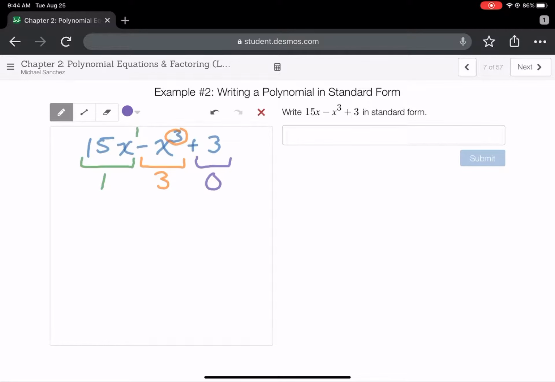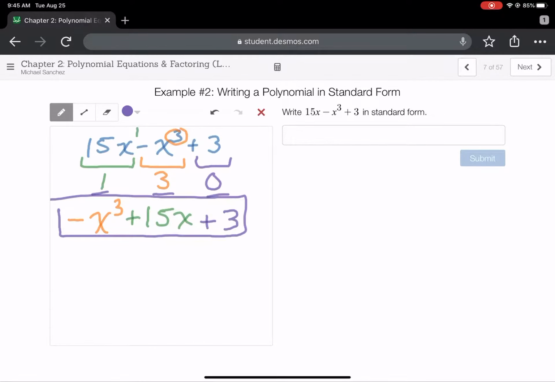So now to put this in standard form, I'm going to rearrange the terms in order from biggest to lowest degree. Our largest degree is our negative x to the power of 3 because it has a degree of 3. Then I'm going to write positive 15x. That's a degree of 1, so that goes next. So I'm putting them in order, largest, second largest, lowest. And then the plus 3 comes at the end. So this is our polynomial written in standard form.